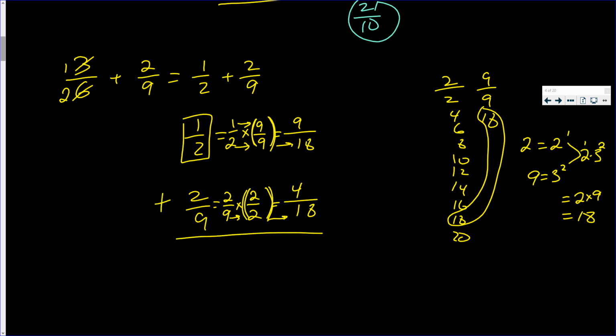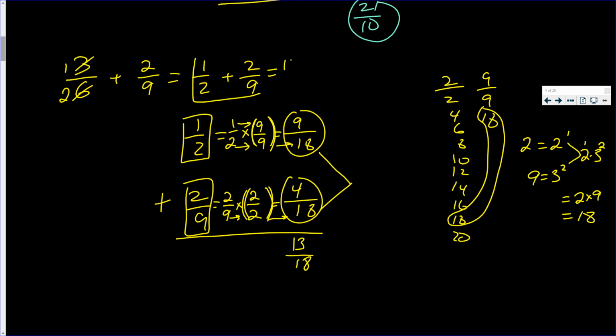Now I can add these fractions. Adding these two box fractions is the same as adding these two circled ones. And by design, they both have the same denominator. Add the numerators. 9 plus 4 is 13. So what is this equal to? 13 over 18. Or if you prefer, how much is 3 over 6 plus 2 over 9? 13 over 18.